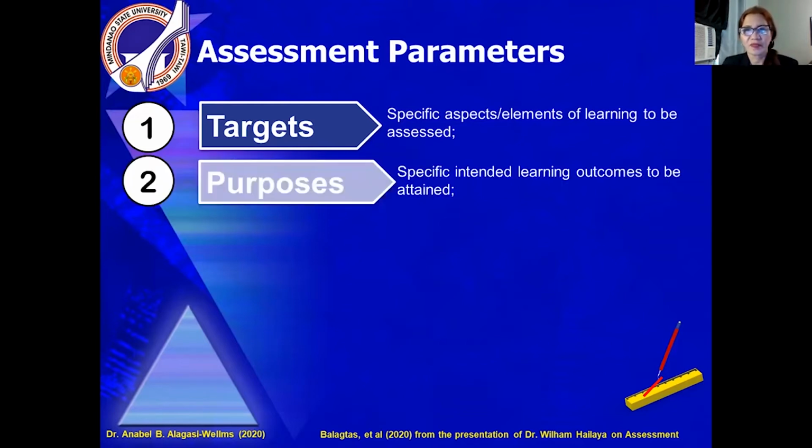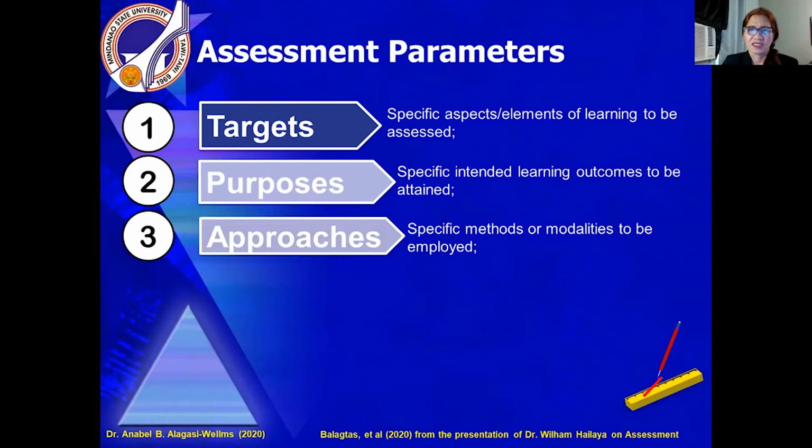Second parameter is your purpose. When you give a test, you should know why you're giving a test. You just don't give a test because you're not ready with your lesson. You give a test because you would like to know whether your students learned something out of what you have taught them, or whether they have knowledge about the topic at hand. So you call it diagnostic. So you should have a purpose.